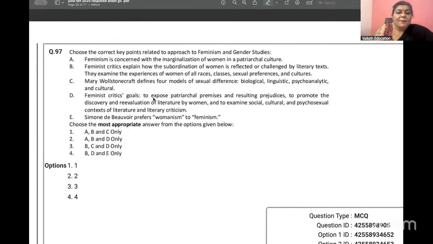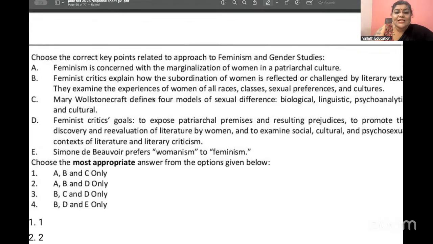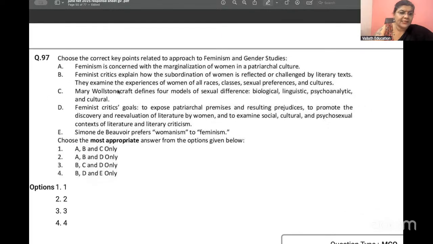Look at this. Feminism is concerned with the marginalization of women in patriarchal culture, correct? Feminist critics explain how the subordination of women is reflected or challenged by literary texts. Correct. Feminist critics explain that. Mary Wollstonecraft defines 4 models of sexual difference. Mary Wollstonecraft, 17th century. Biological, maybe. Linguistic, maybe. Psychoanalytic, no. There was no psychoanalysis in the 17th century. Psychoanalysis began with Freud. C is utter nonsense.